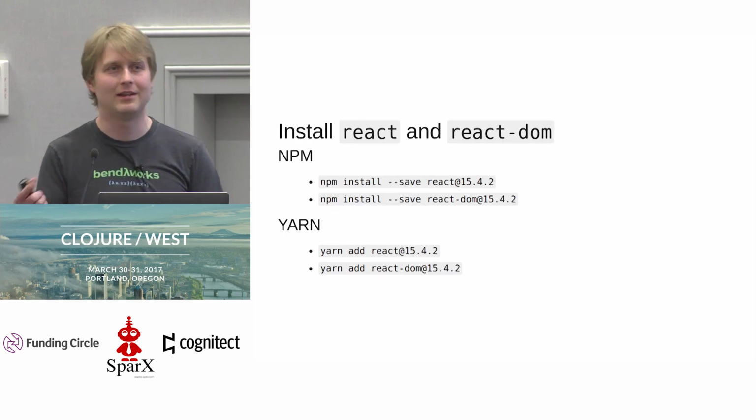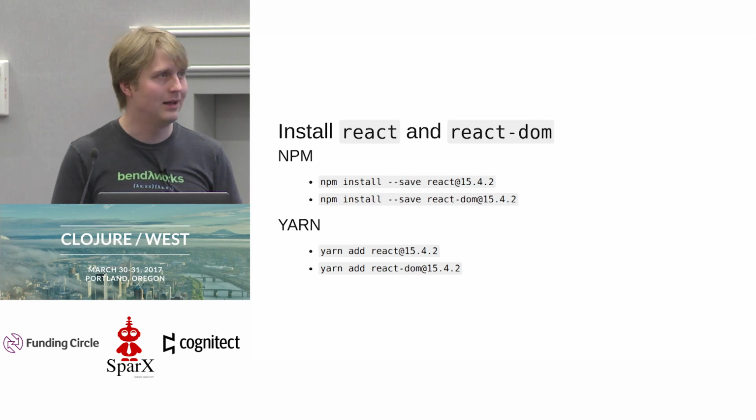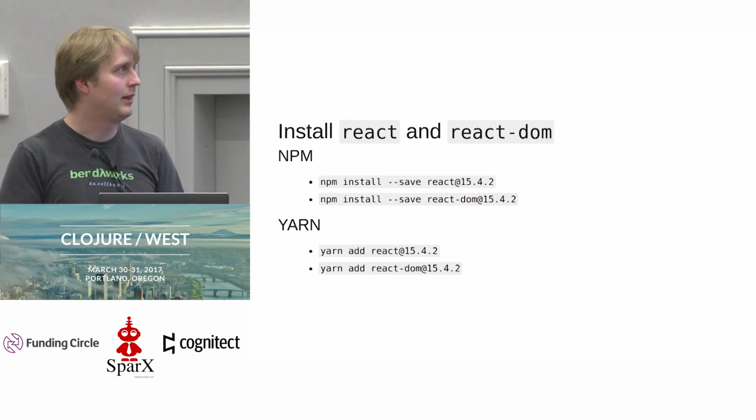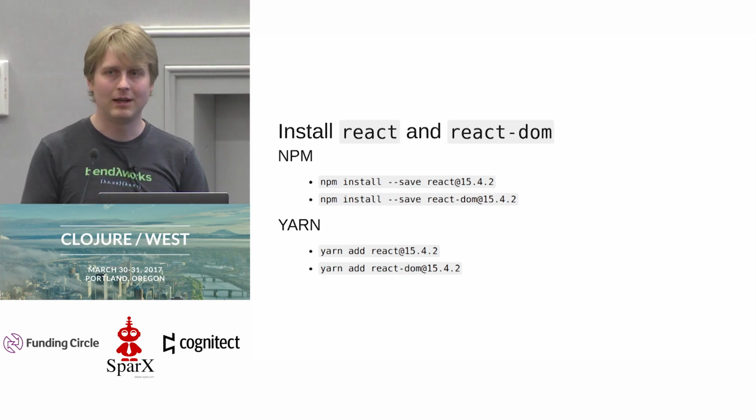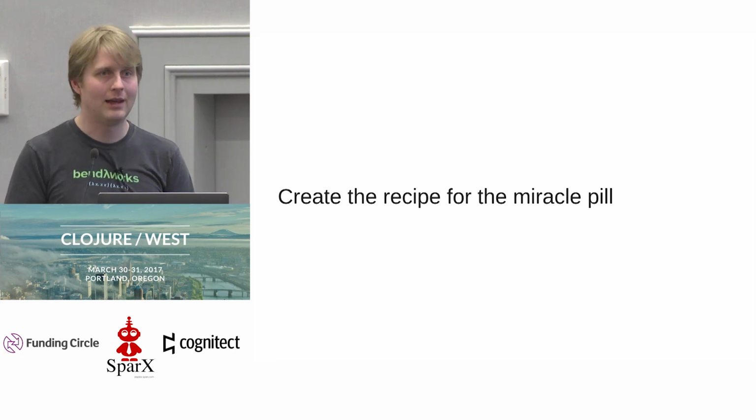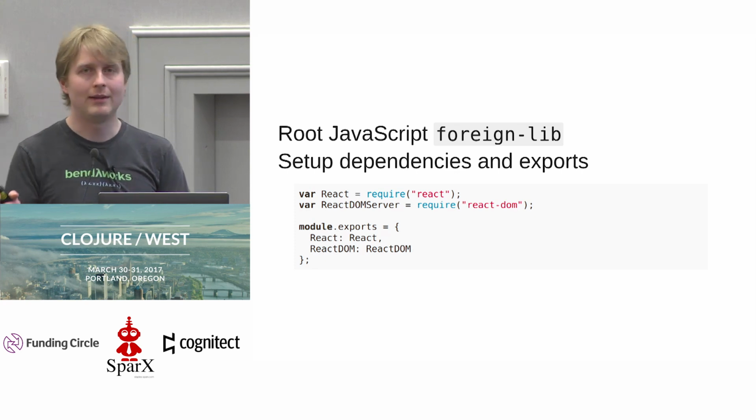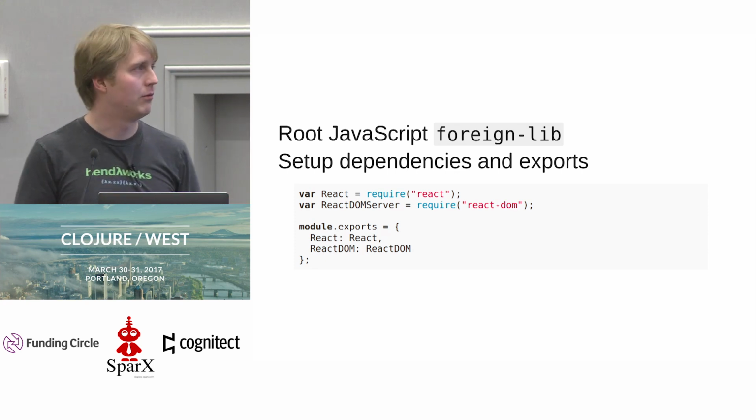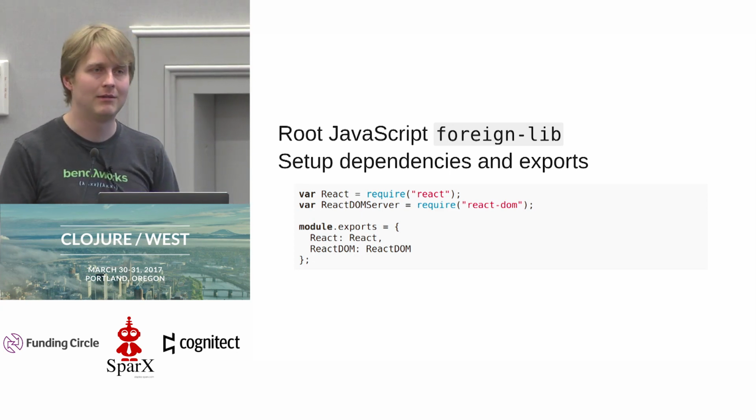We need to install React and React DOM either through npm or yarn. You can do it through these commands. And also note that we need to lock down the version with the little @ sign saying it's that particular version of React and React DOM. And then next, we need to create the recipe for a miracle pill. And this is done through a root JavaScript foreign lib, where we set up all of our dependencies and our exports. See here that we're requiring React and requiring React DOM, and then we're exporting React and React DOM.